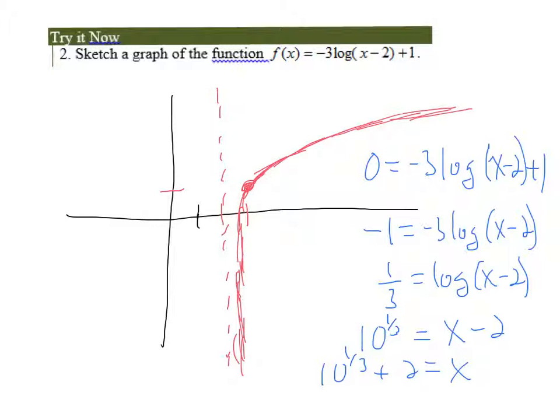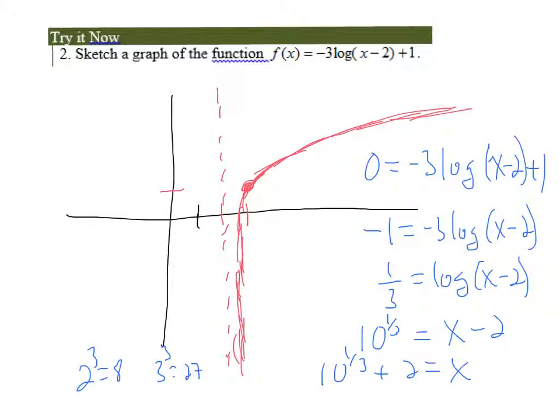Now, suppose I didn't have a calculator, I couldn't use a calculator. How do I figure out the cube root of 10? Well, I know 2 to the 3rd is 8. I know 3 to the 3rd is 27. So the cube root of 10 is somewhere between 2 and 3. Right? And then I'm going to add 2 to that.